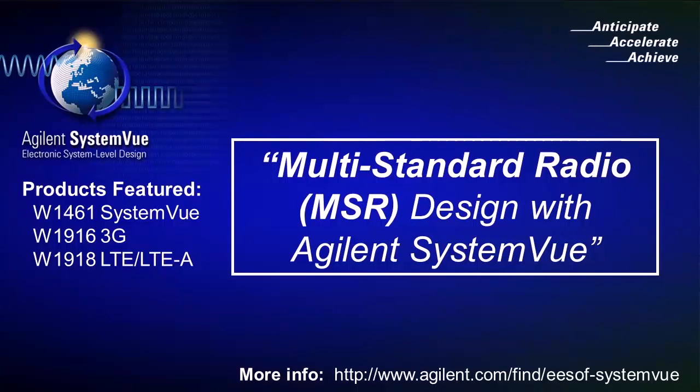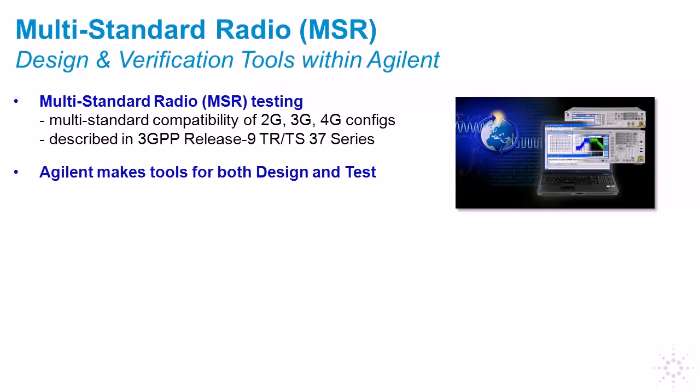Welcome to Agilent SystemVue. In this demonstration video, we'll look at how multi-standard radio waveforms can be used within the Agilent SystemVue design environment to anticipate compatibility with 2G, 3G, and 4G waveforms. Multi-standard radio is called out in 3GPP Release 9 Technical Spec 37. It calls for a number of specific spectral mask and other tests to assure multi-standard compatibility, especially for base stations.